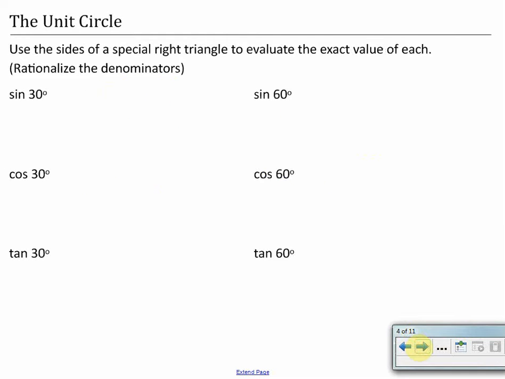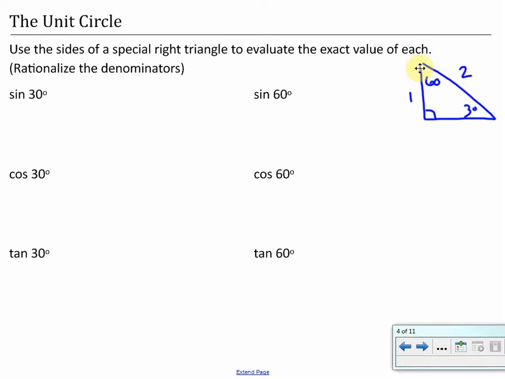I can do the same thing for a 30-60-90. So I'm going to quickly draw, well, where's a good spot? I don't know, over here, a little one. 30-60-90. So this is 30, 60, and here's my 90. We know that the side across from my 30 is 1.